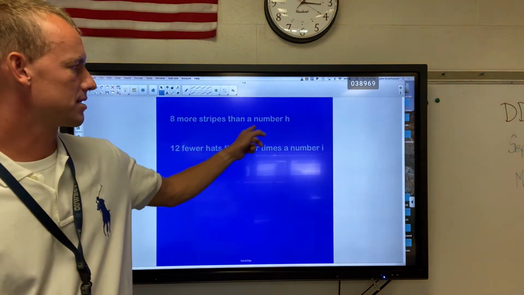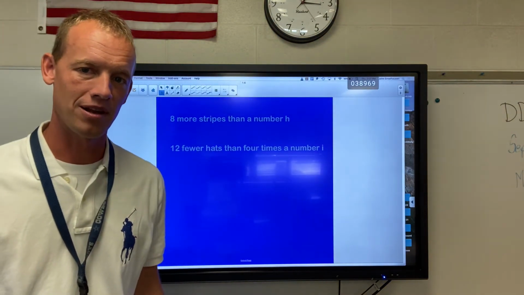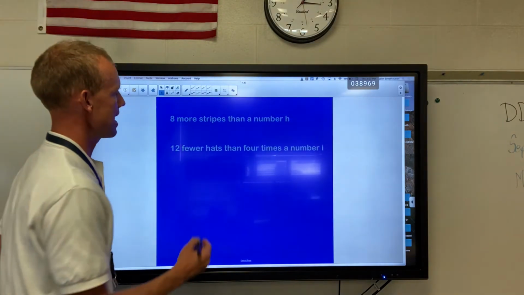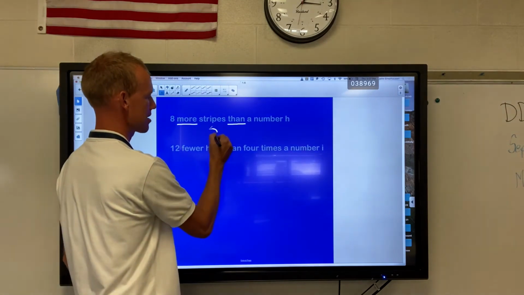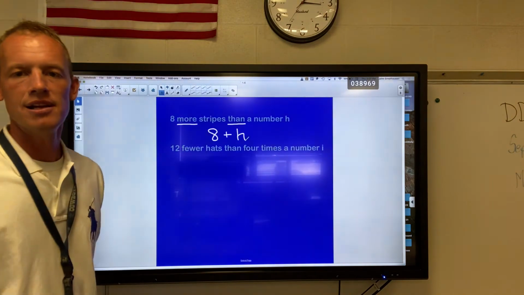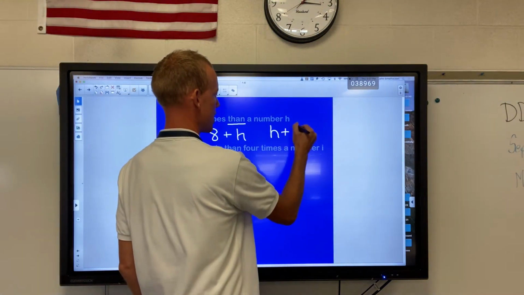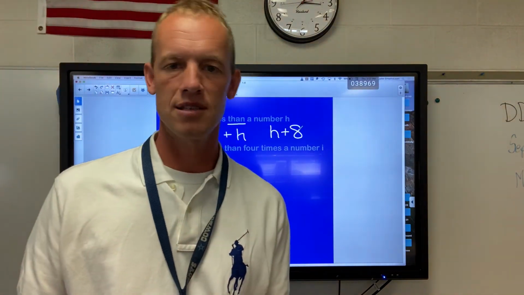8 more than a number H. And I think everybody's caught on by now that numbers and letters can mean the same thing in algebra. The variable is H. 8 more than, keyword more than, that means we're adding. So we're going to add 8 plus H, and when we do that, we will get our expression, or H plus 8. There's no answer. All we're trying to do here is write these expressions.